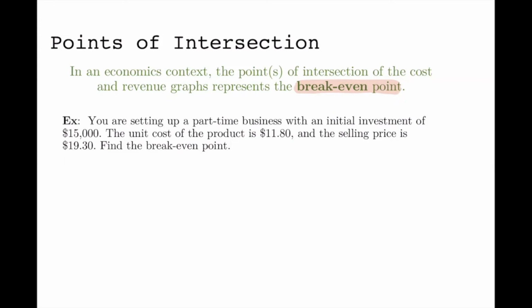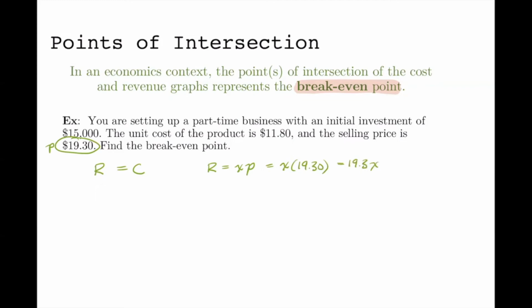So we need to find our revenue and we need to find our cost, and then we will set them equal to each other. So remember that revenue is equal to price times x, or x times price. Either way is fine. And price is the price for one item, the price that you are selling one thing for. So here, the unit price is $19.30. So when we write our revenue equation, we can write it as x times $19.30. And this is just 19.3 times x.